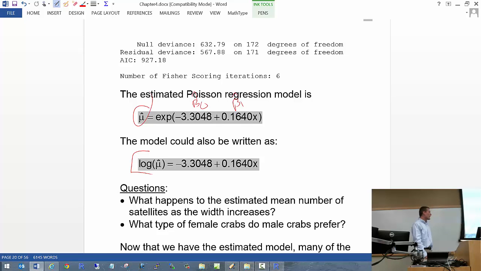Okay, so what happens to the estimated mean number of satellites as the width increases? As width increases, what happens to the mean number of satellites? It increases as well. So what type of female crabs do male crabs prefer?